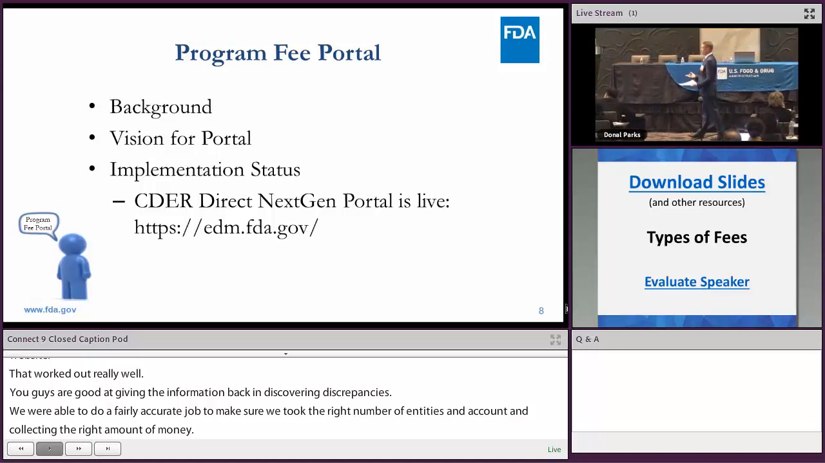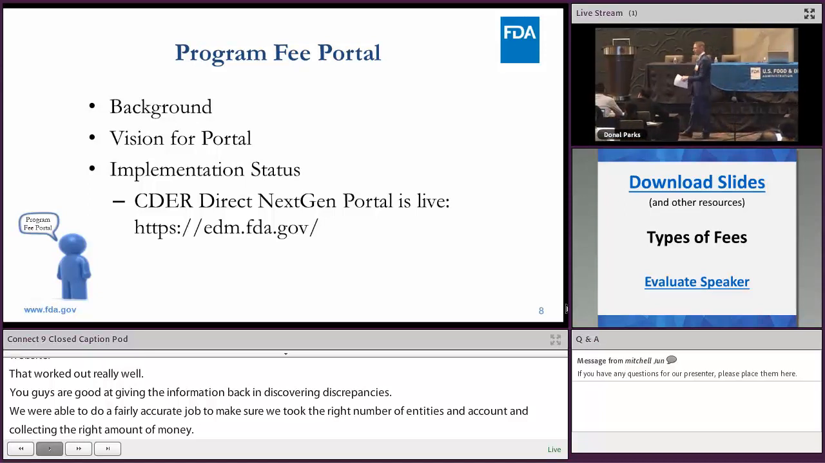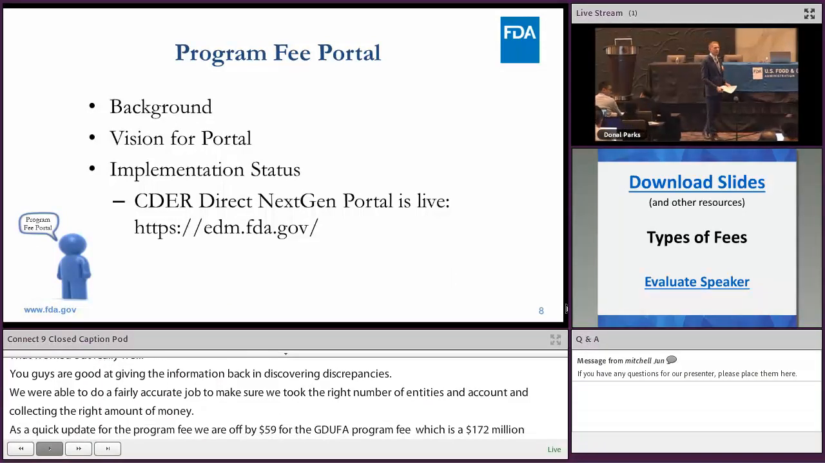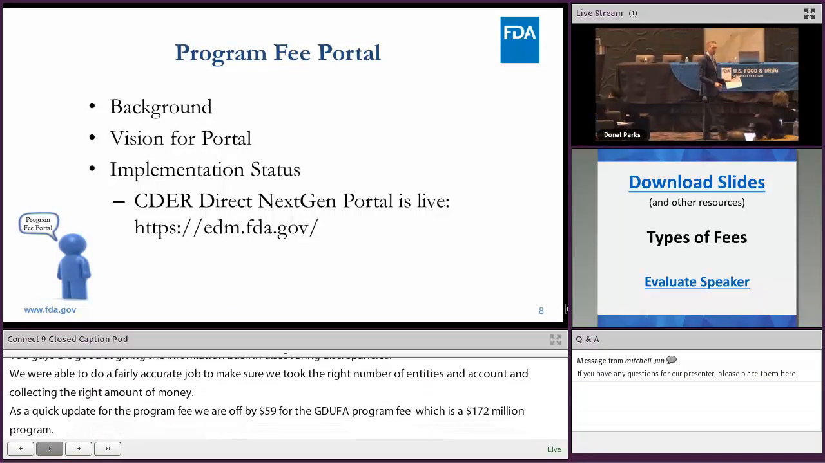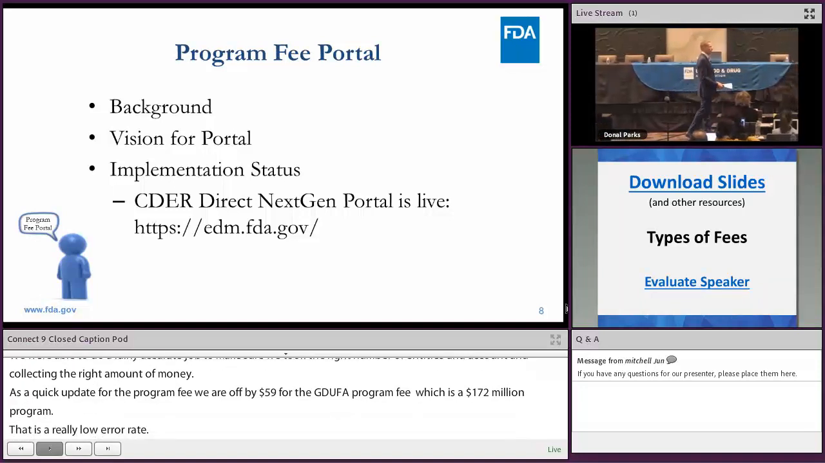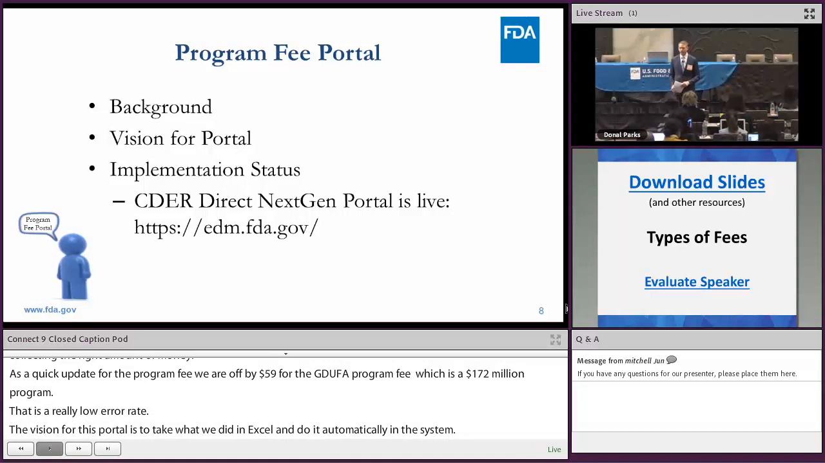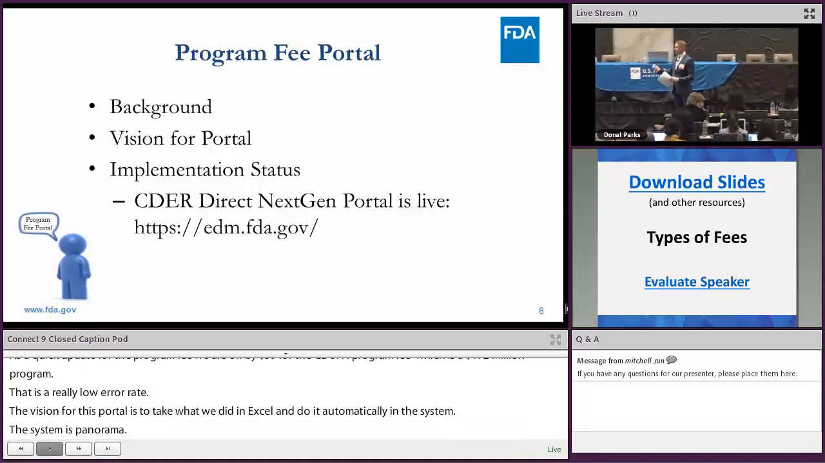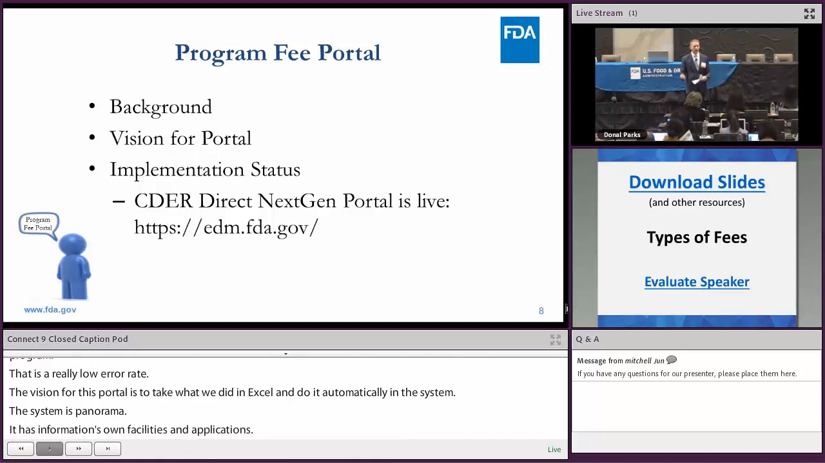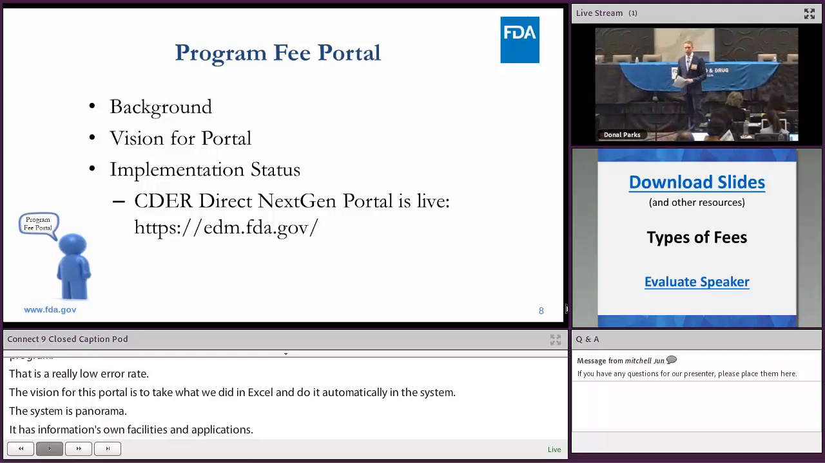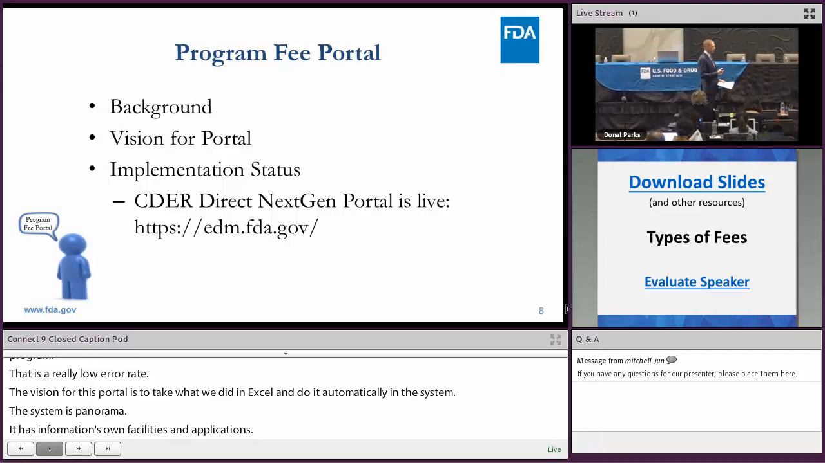And so the vision for this program fee portal is to take what we did together in Excel and do it automatically in the system. And the system here is Panorama. This is the system that's used as a workflow backbone for the entire drug review process. And it houses information on facilities and DMFs and applications and all this sort of thing. And the goal is to say, okay, here's our data set. Open the kimono and say, these are the things we think we know about you and your applications and your affiliates, and give you a chance to say, yeah, that's not quite right, or yeah, this is good, or whatever. And so the portal is open 24/7, 365.